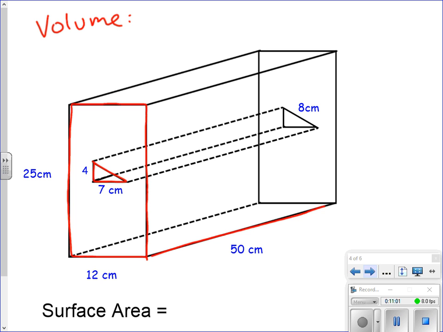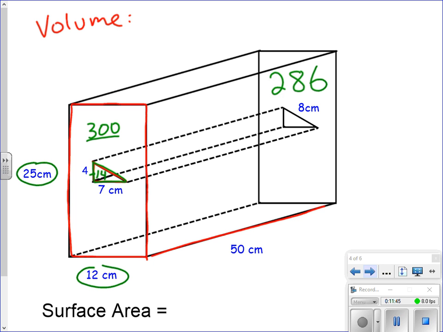Again, volume is easier. So this is 12 by 25. 12 by 25 is 300. But we're missing this little tiny section right here, which is 4 times 7 divided by 2. Don't forget to cut it in half. So 4 times 7 is 28, and half of that is 14. So to find out the total area of the front panel, it's 300 minus 14. So 300 take away 14, well, that's 286.